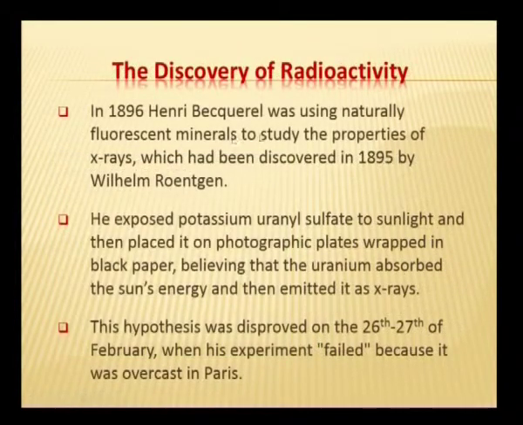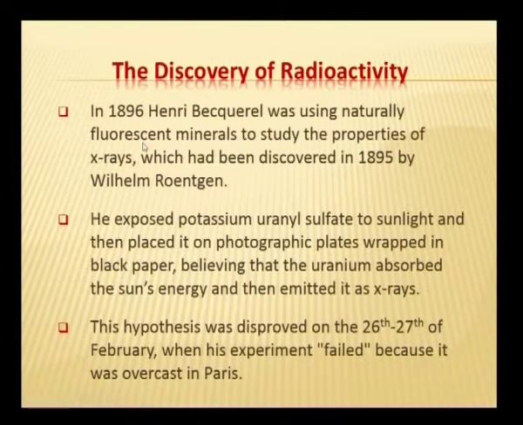In 1896, Henry Becquerel was using naturally fluorescent minerals to study the properties of X-rays. As I told you, the credit for the discovery of X-rays goes to Röntgen. Now all of you should know that most discoveries have been accidental. This is again an accidental discovery made by Becquerel. He was using naturally fluorescent minerals to study the properties of X-rays. So, his intention was to study the properties of X-rays.